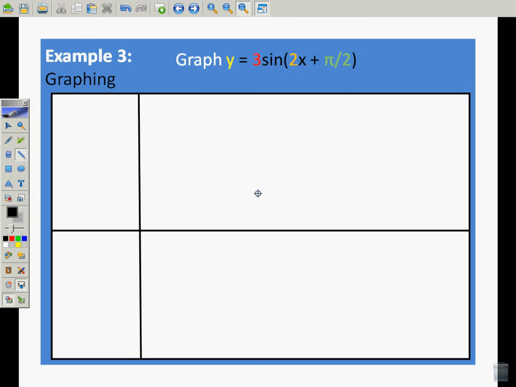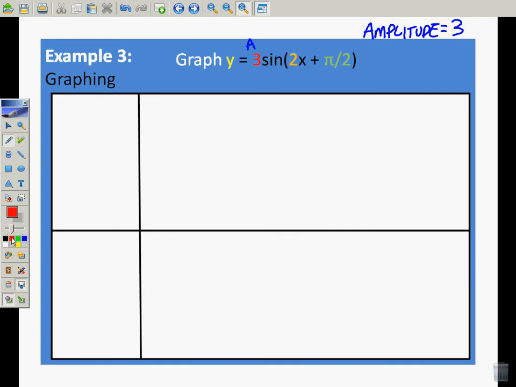All right, in this example, we're going to be looking at the graph of y equals 3 sine of 2x plus pi over 2. And so, once again, we're going to lay out what exactly this means by figuring out the amplitude, the period, and the phase shift before we start. So, amplitude is going to be the coefficient a, so that's going to be 3.